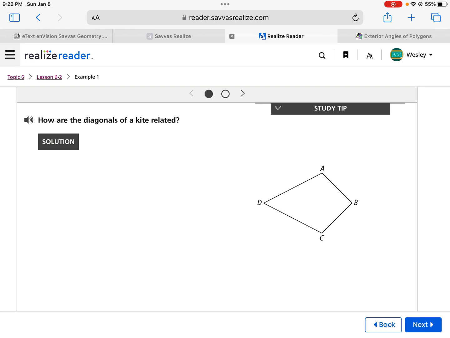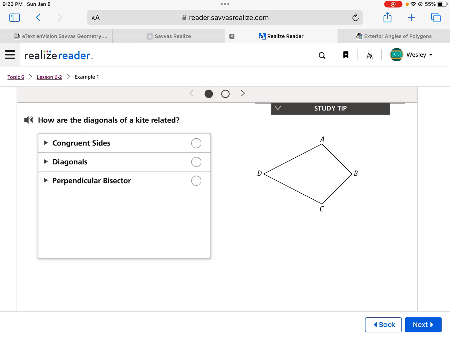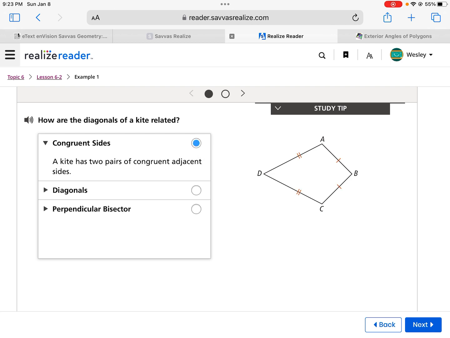But we're asking how the diagonals of a kite are related. Now, this is what the diagonals are going to look like. We're going to show these diagonals here in just a minute. So here's what we know about kites, okay? First of all, we know the sides are congruent. We have certain sides that are congruent to make it a kite. We have two pairs of congruent adjacent sides. That means right next to each other. So AB and BC are congruent, but AD and DC are also congruent, okay?